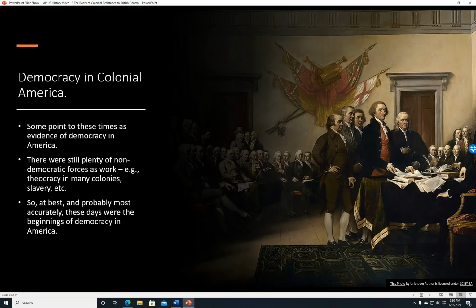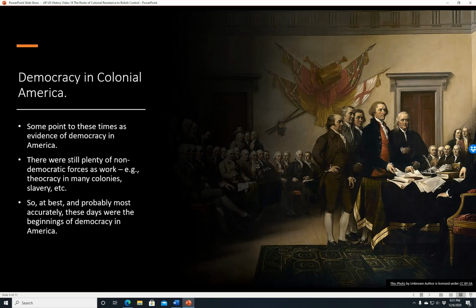Democracy in colonial America. Some point to these times as evidence of democracy in America. Well, you had a growing freedom of the press, you had the ideas of John Locke, life, liberty, and property, but there were still plenty of non-democratic forces at work. So there was still theocracy in many colonies, and there was still slavery, etc.